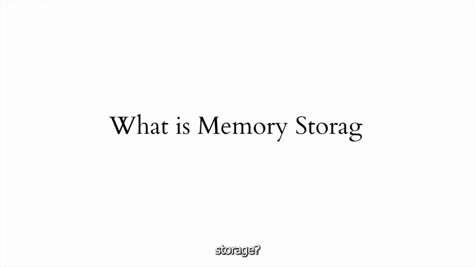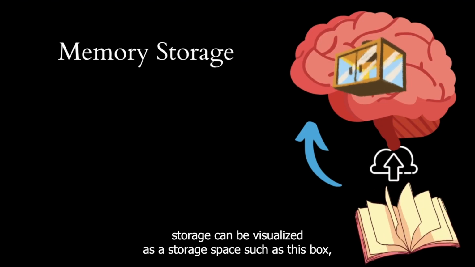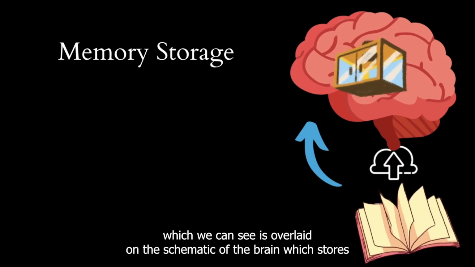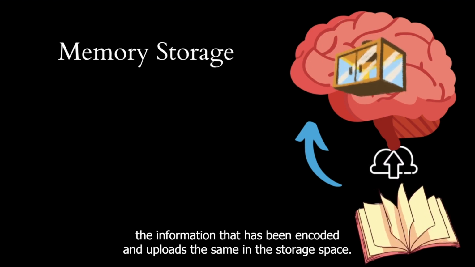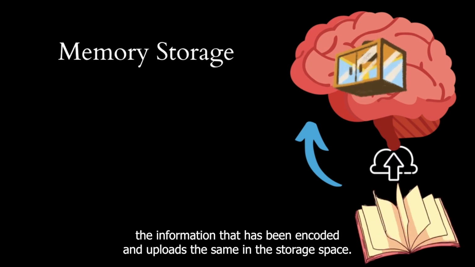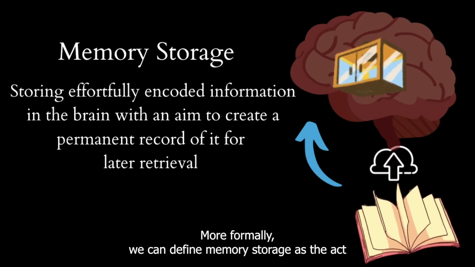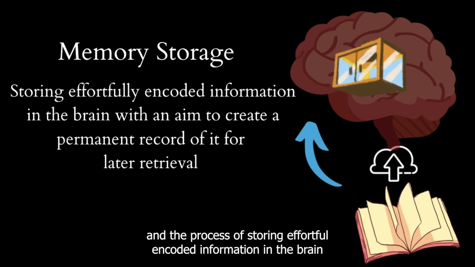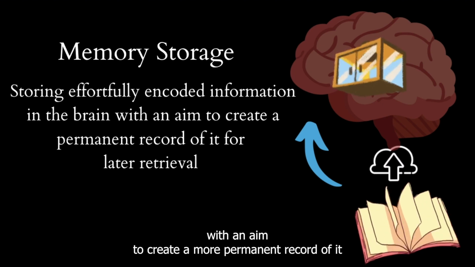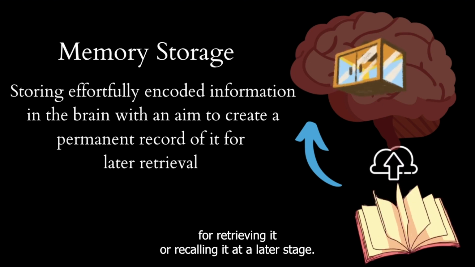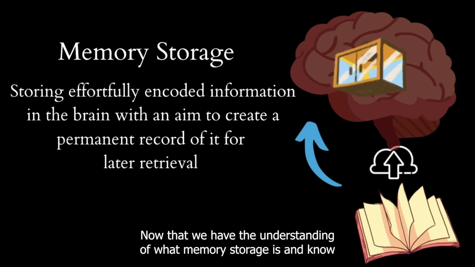Memory storage can be visualized as a storage space such as this box, which is overlaid on the schematic of the brain, and which stores the information that has been encoded. More formally, we can define memory storage as the act and the process of storing effortfully encoded information in the brain, with an aim to create a more permanent record of it for retrieving or recalling it at a later stage. Now we understand what memory storage is and know the definition.